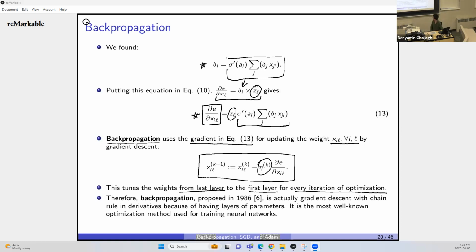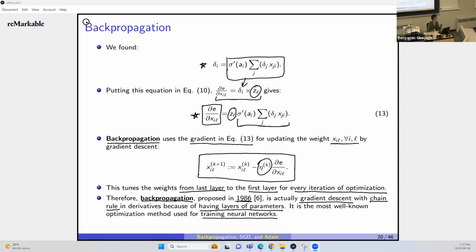Okay? Therefore, backpropagation, proposed in 1986, is actually gradient descent with chain rule in derivatives because of having layers of parameters. As we have layers depending on each other, we have to use chain rule. If we didn't have any layers, then it would be just simple gradient descent. Many of the machine learning algorithms use only simple gradient descent. They don't have any chain rule, right? So it is the most well-known optimization method used for training neural networks.